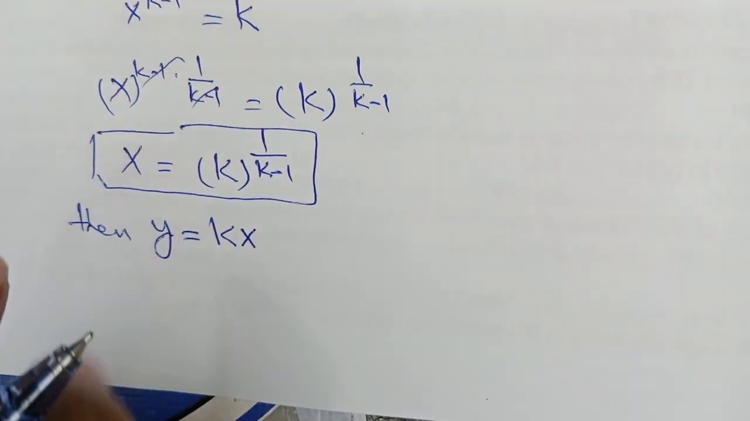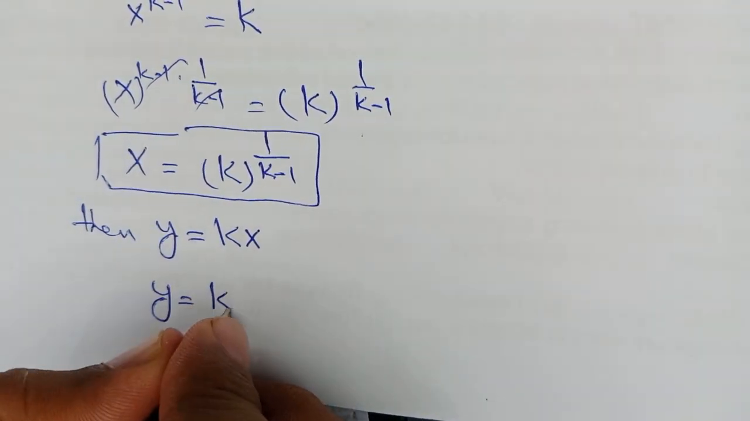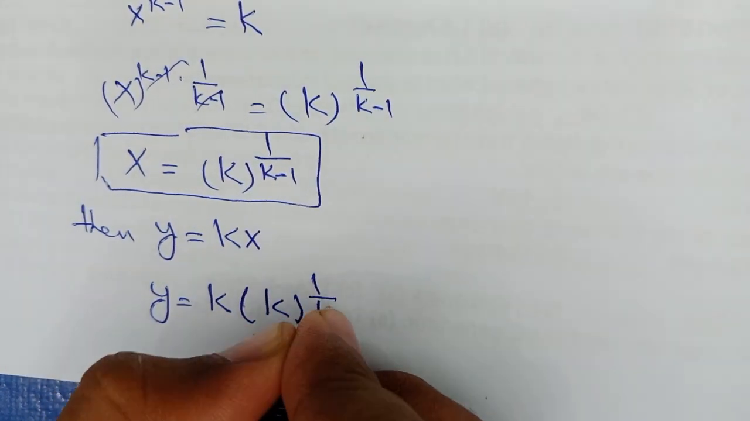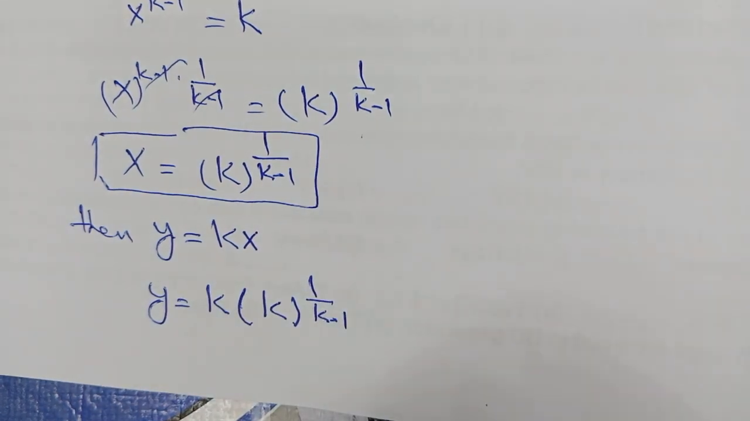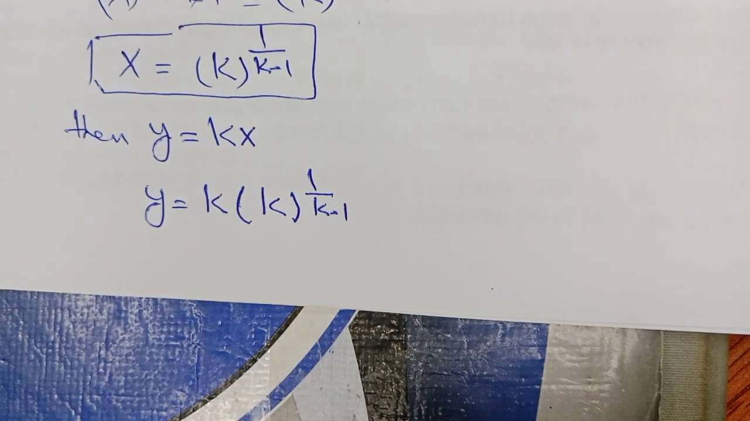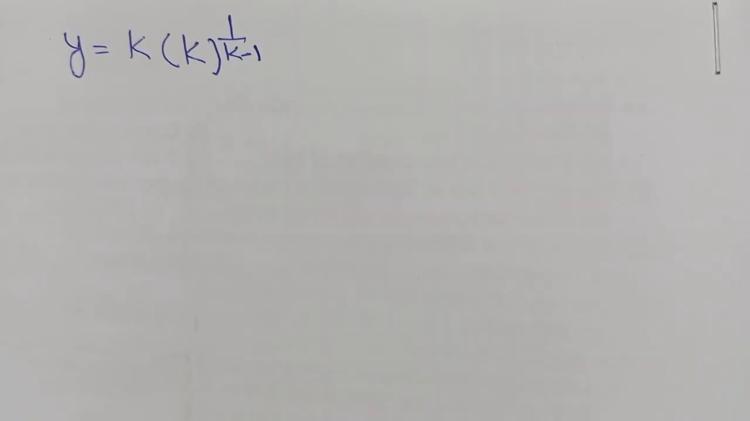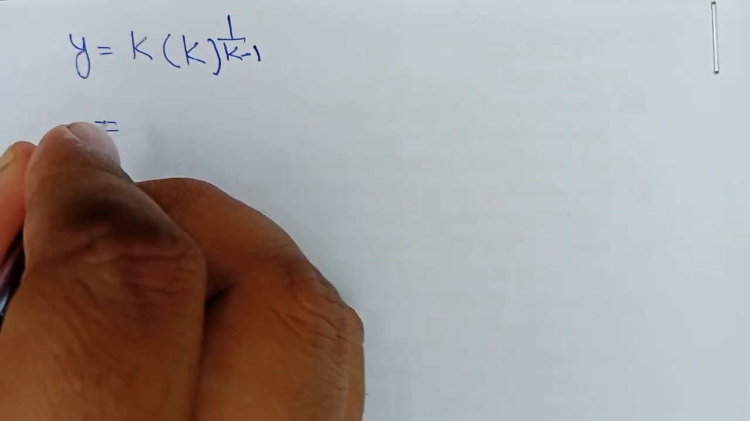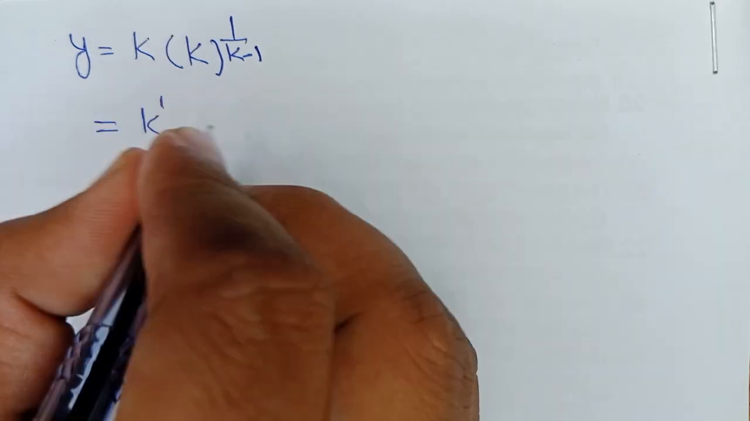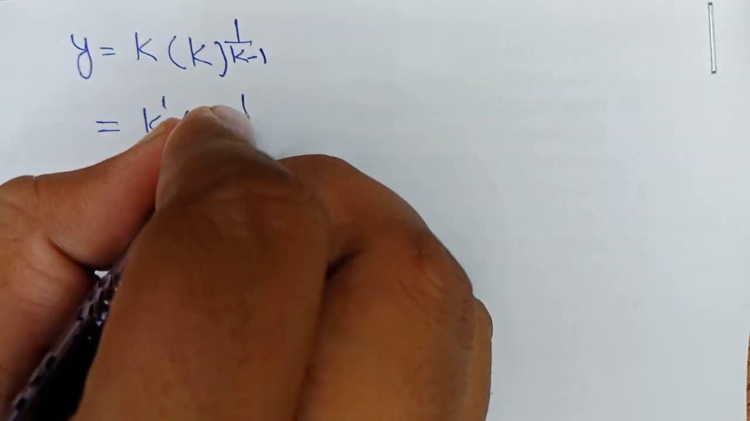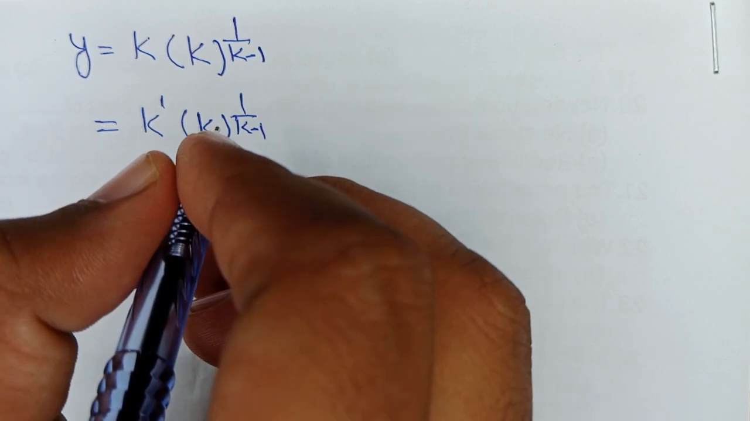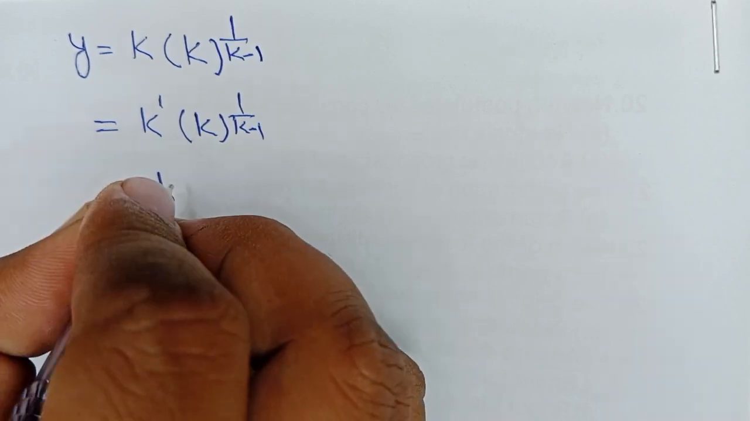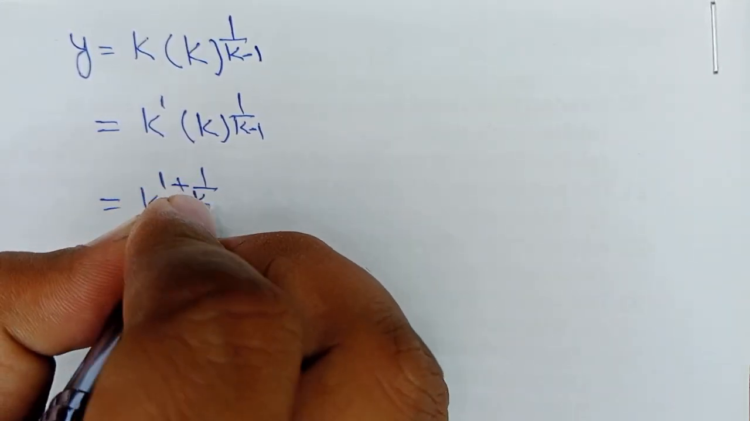So it will become y is equal to k into k power 1 power k minus 1. As I have already discussed, if the bases are the same, then the powers will be added. So it will look like k power 1 and k power 1 upon k minus 1. If the bases are the same, powers will be added. So it will become k power 1 plus 1 upon k minus 1.